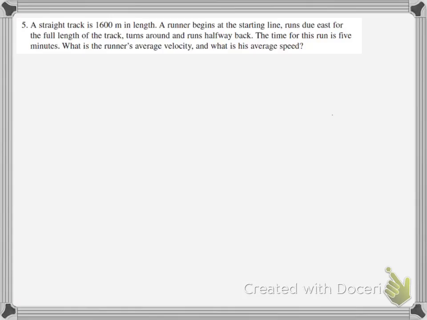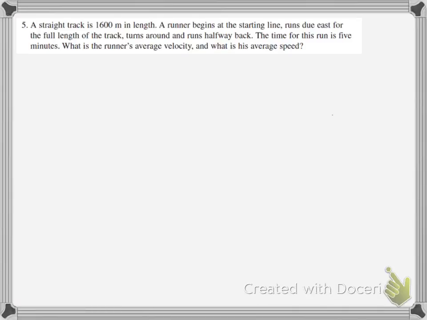Okay, so this question says a straight track is 1,600 meters in length. A runner begins at the starting line, runs due east for the full length of the track, turns around and runs halfway back. The time for this run is 5 minutes. What is the runner's average velocity and what is his average speed?